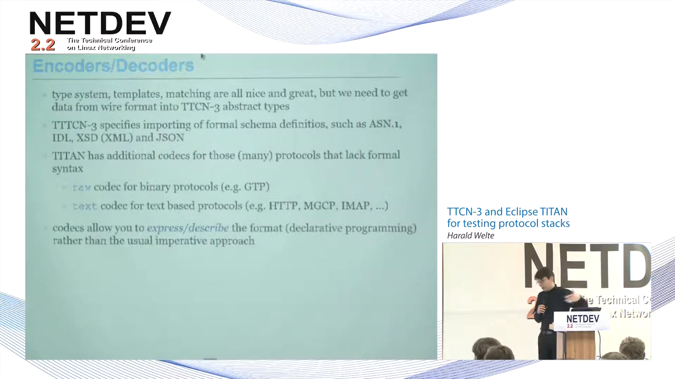Now, we've spoken a lot about these abstract data types and records and structures and so on, but how do I get there? Somehow we need to come from the concrete binary message that we see in our protocol under test to this abstract data type. TTCN3 specifies importing of formal schema definitions for ASN1 specified protocols, for IDL, for XSD, for XML schema definitions, and also for JSON schema definition.